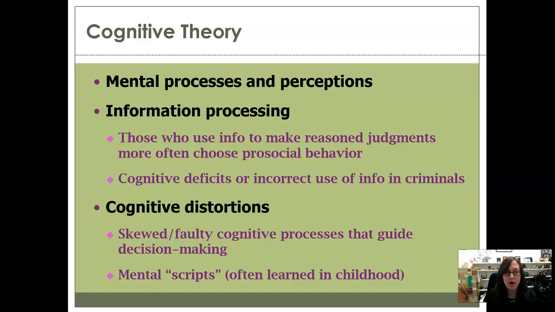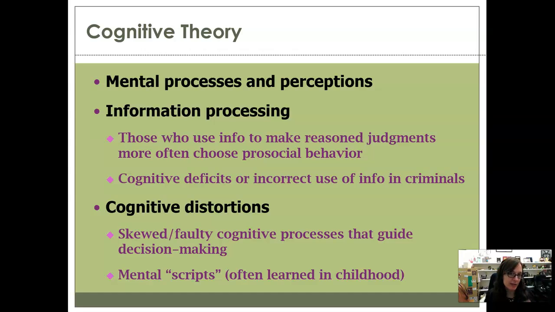A big part of cognitive theory is cognitive distortions. A cognitive distortion is a skewed or faulty cognitive process, and it is that cognitive process that guides the person's decision making. And so if it's faulty, then they're going to use this faulty process to guide their decision making. So obviously that's going to cause some problems. And so this leads to not-so-great mental scripts. There's going to be a problem with the mental scripts; they're going to be inferior in some way.